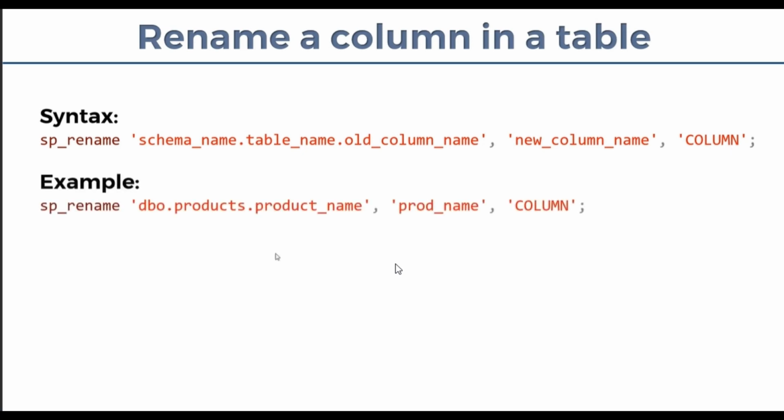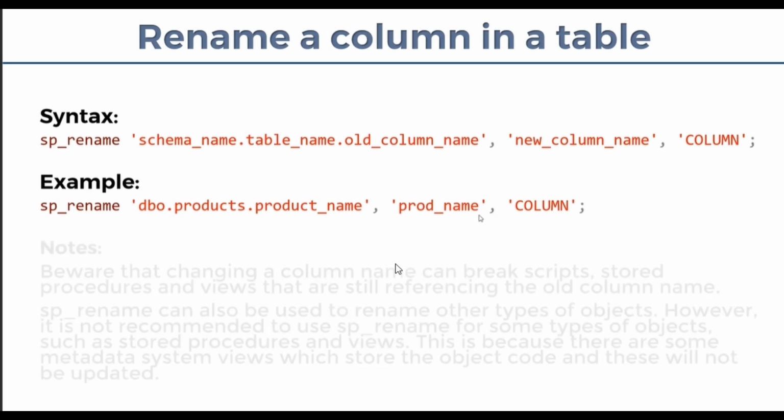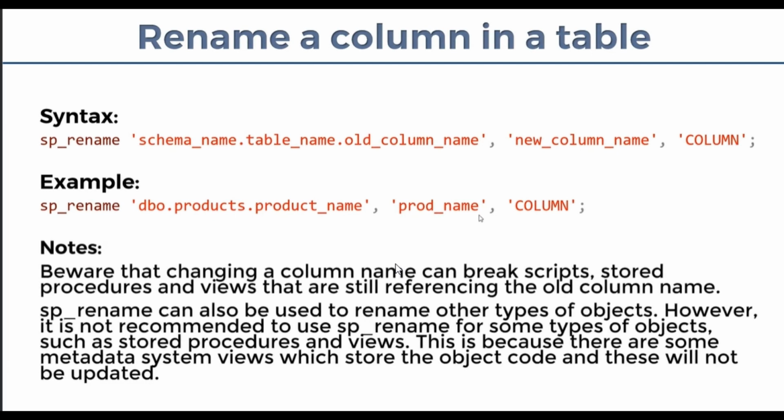Let's take a look at an example. In this example we are renaming the column called product name from a product table to just pro and SQL name. If I want to use SP underscore rename, I specify from which table, the products table.